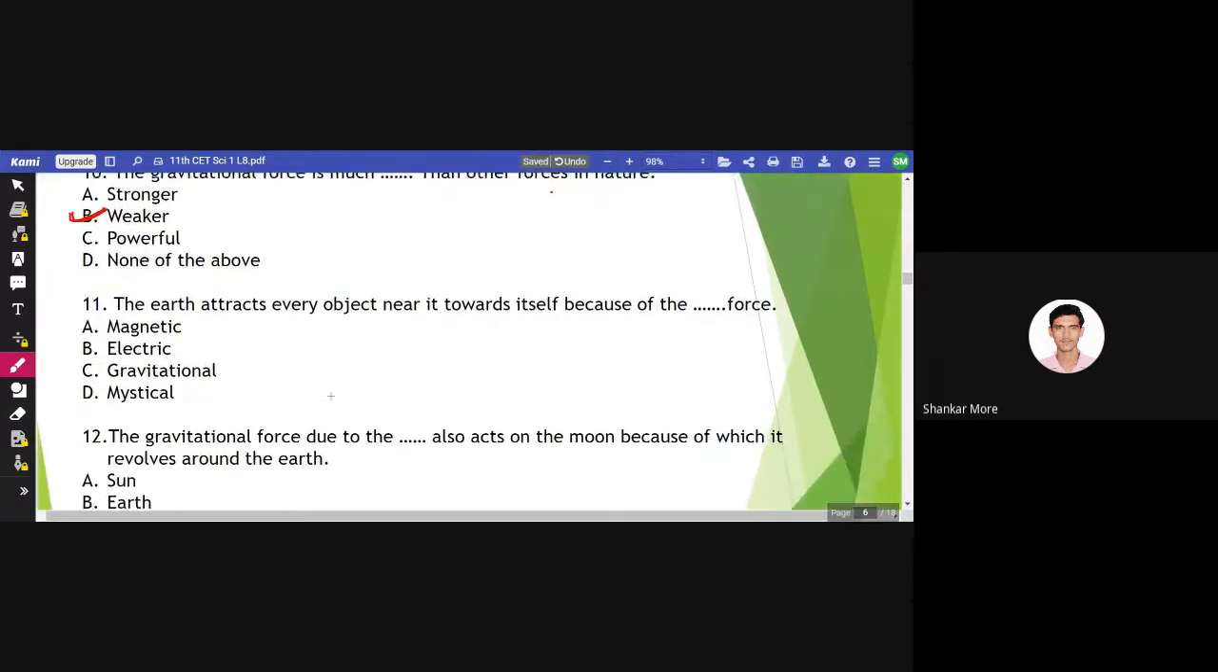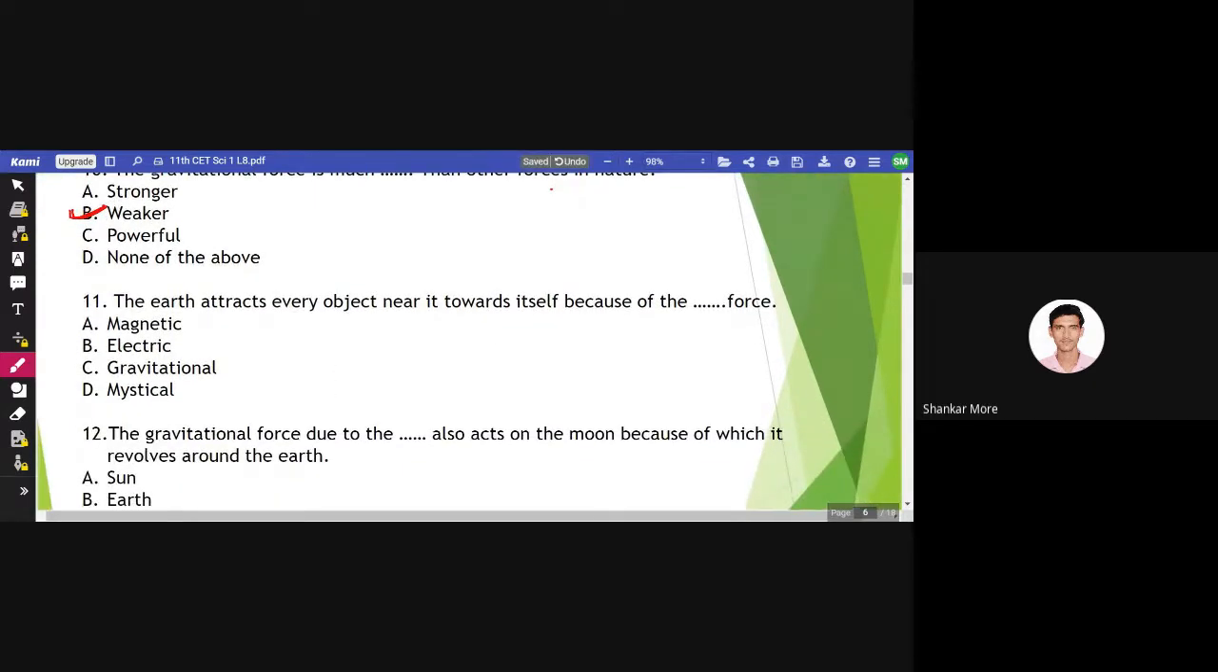Then question 11th. The Earth attracts every object near it towards itself because of the dash dash force: magnetic force, electric force, gravitational force, or any mystical force. It is gravitational force. Earth attracts every object near it towards itself because of the gravitational force.